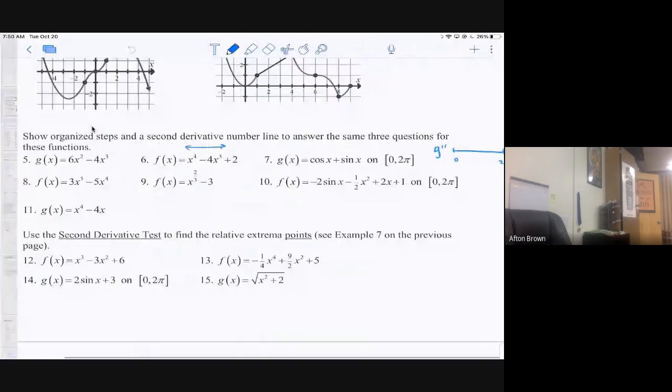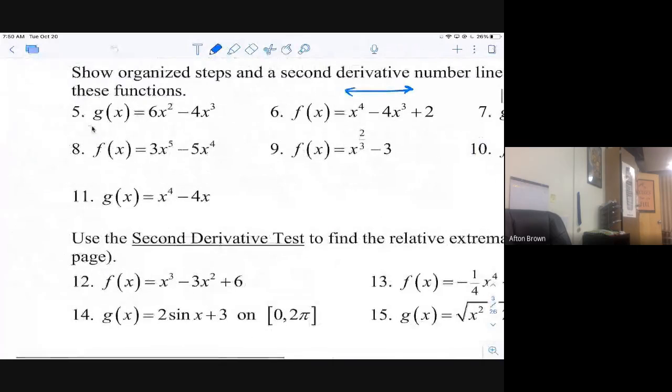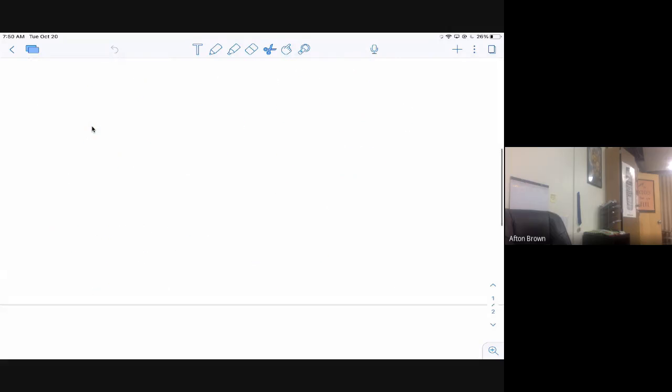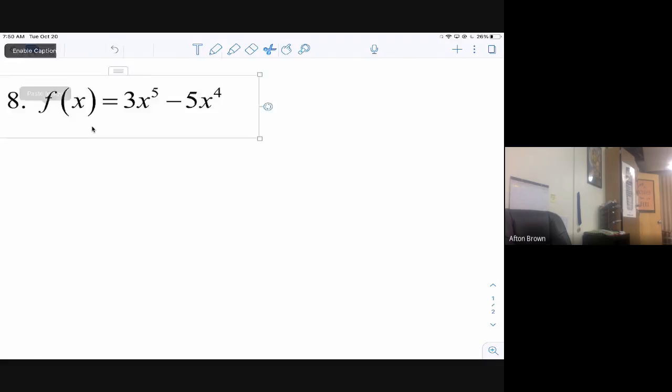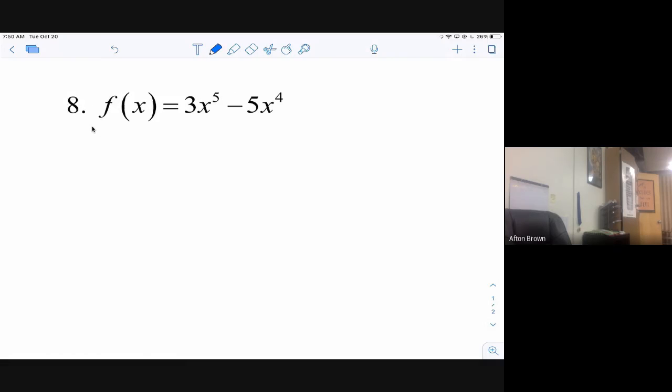Question number 8. I think this one goes a little easier. It's definitely faster anyway, because it's a polynomial. Anytime it's a polynomial, I think it's a lot easier. So we need the second derivative. What's f prime? 15x to the 4th. Great.